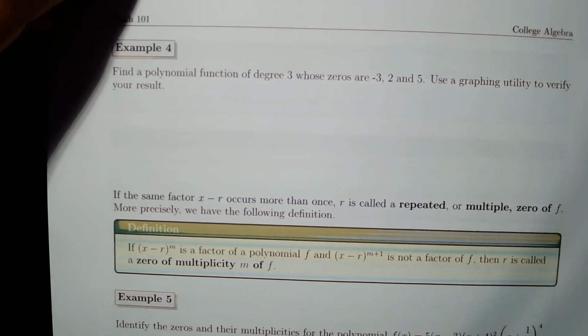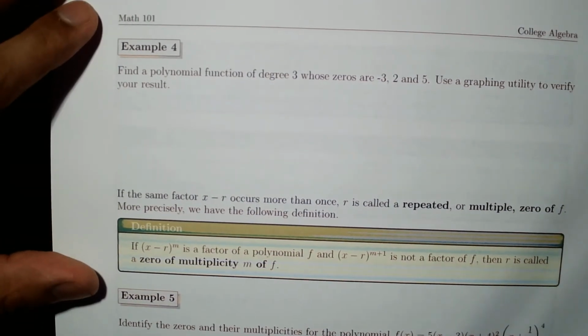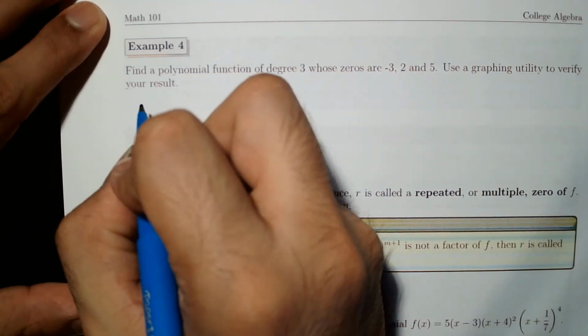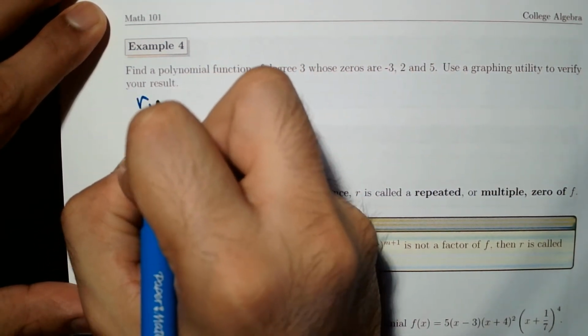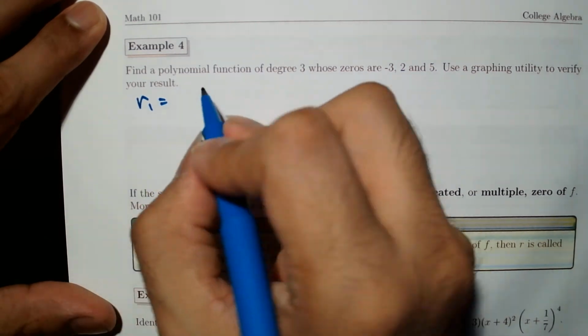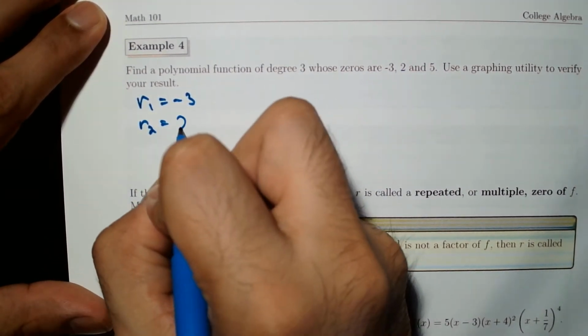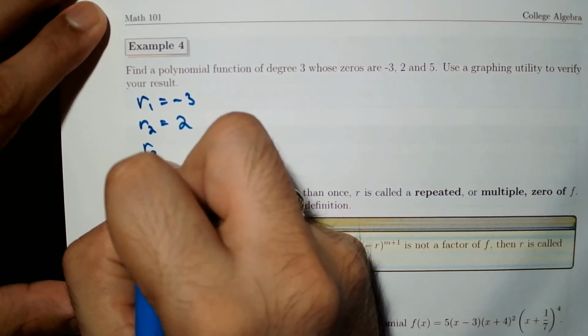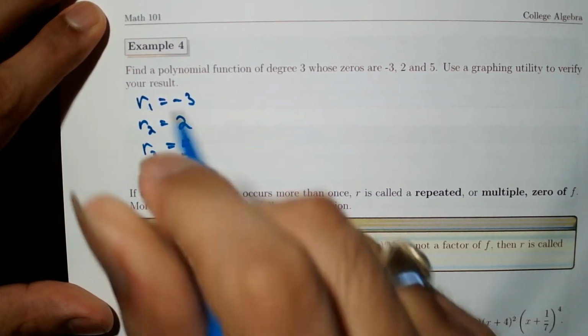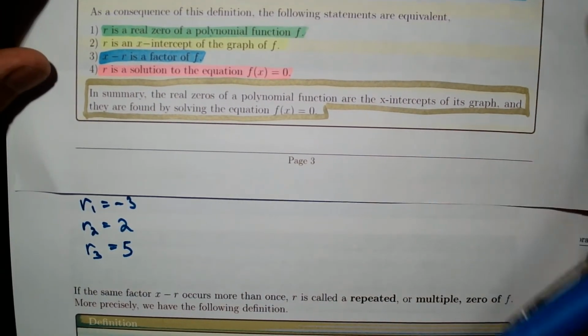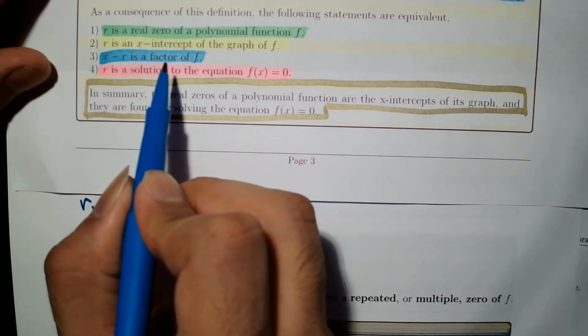So we are going to have 3 zeros, but I'm going to label them as R1, which is -3, R2, which is 2, and R3, which is 5. Okay. As a consequence of these zeros, x minus r is going to be a factor of f.